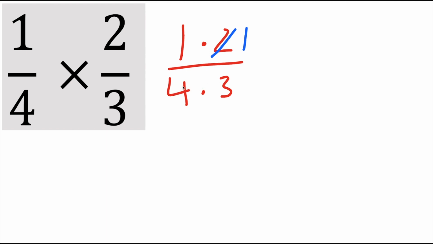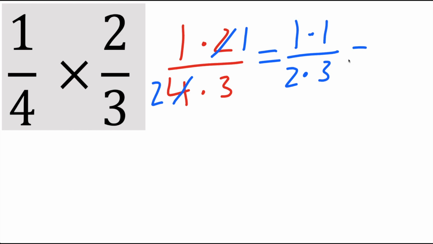And we can do this piece very easily. 4 divided by 2 would give you 2. So we have 1 times 1 divided by 2 times 3. And 1 times 1 is 1, and 2 times 3 is 6. So this answer is also 1/6.